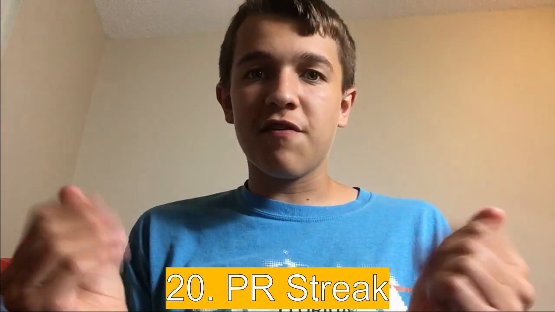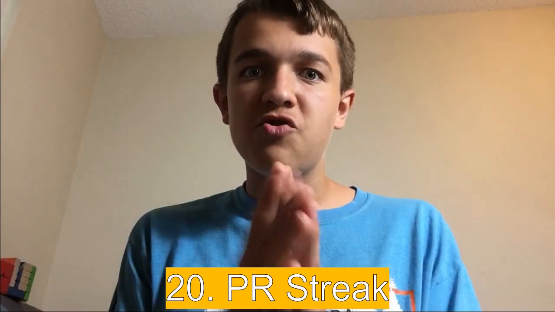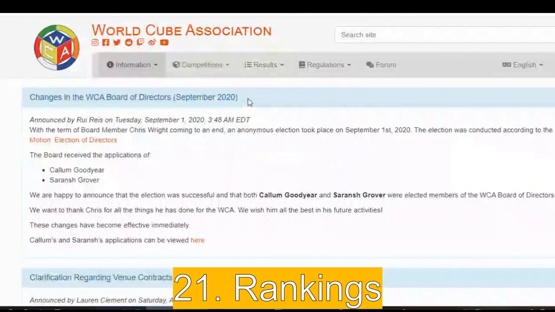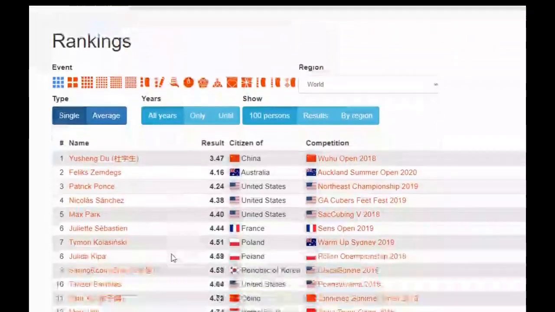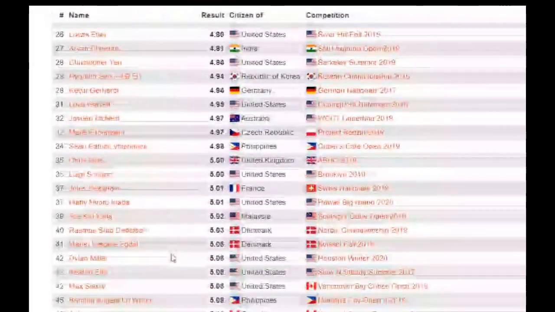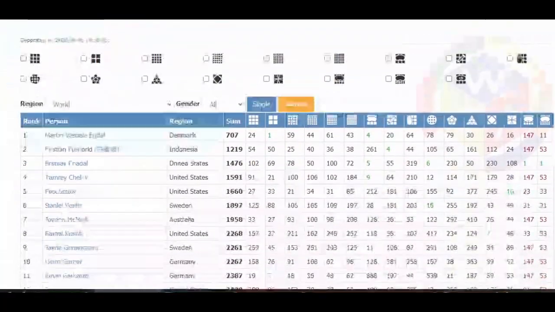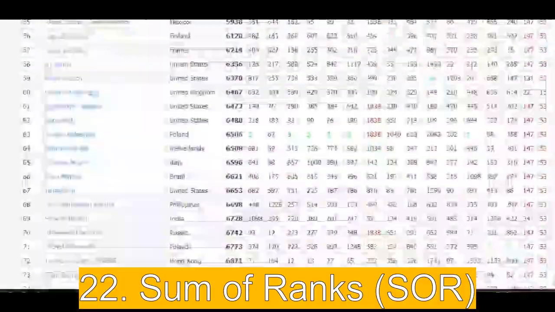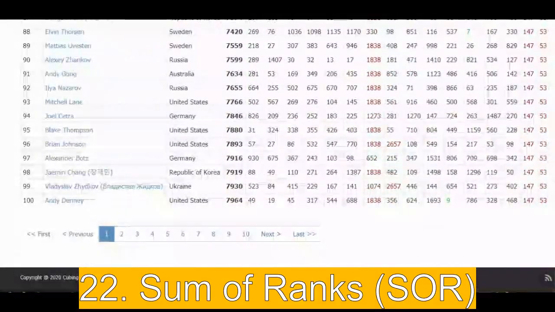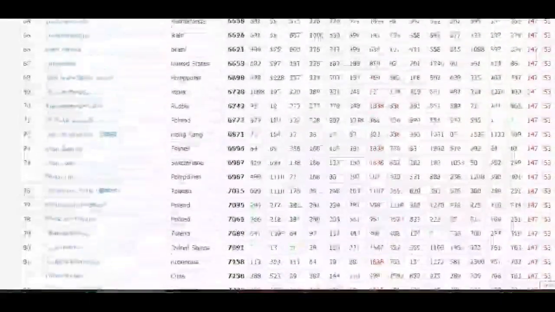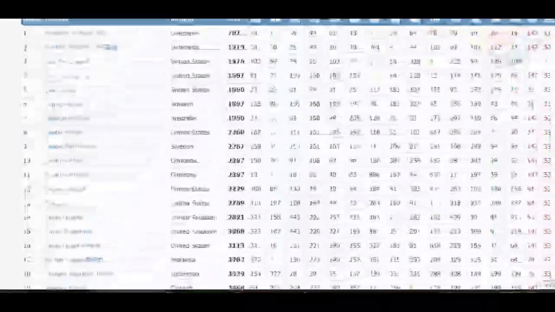A PR streak refers to the amount of competitions in a row in which you break at least one PR. A huge part of being an all-rounder is improving your rankings, which are the positions you're in when times are ordered from the fastest to slowest. One of the most commonly used ways to measure how good of an all-rounder somebody is, is a system called Sum of Ranks, which, just like it sounds, takes your rankings from each event and adds them all together.